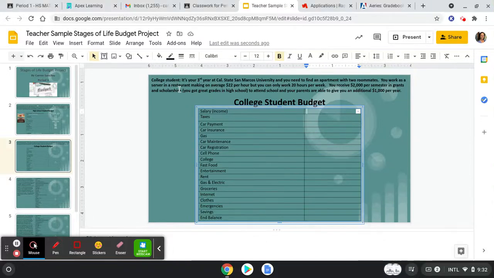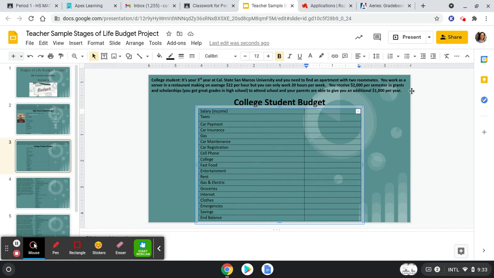Okay, for this scenario, you're a college student. You're pretending that it is your third year at Cal State San Marcos University, and you need to find an apartment with two roommates so you can afford to live in it. And you work as a server in a restaurant, making on average $22 per hour, but you can only work 20 hours per week and still balance your school schedule.